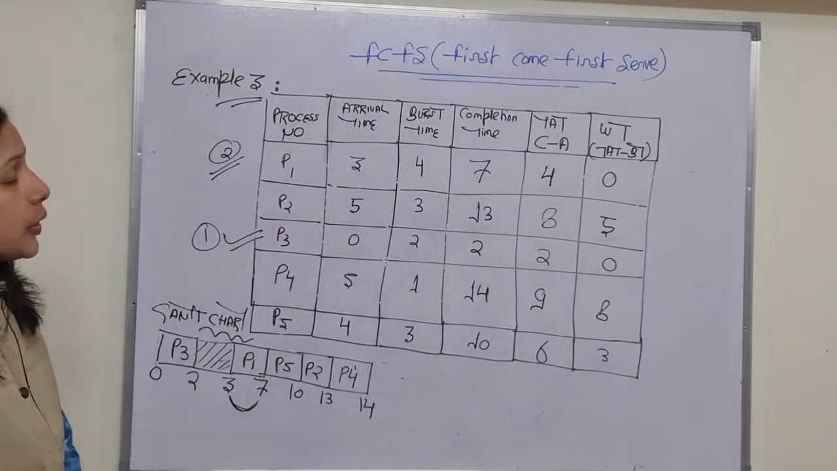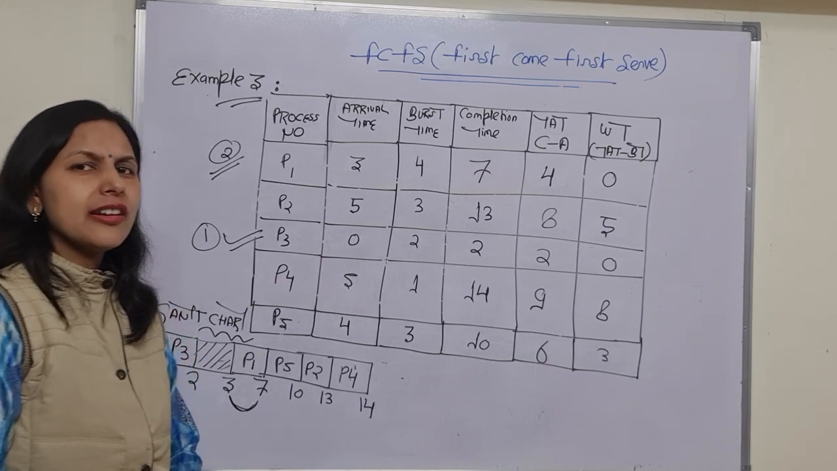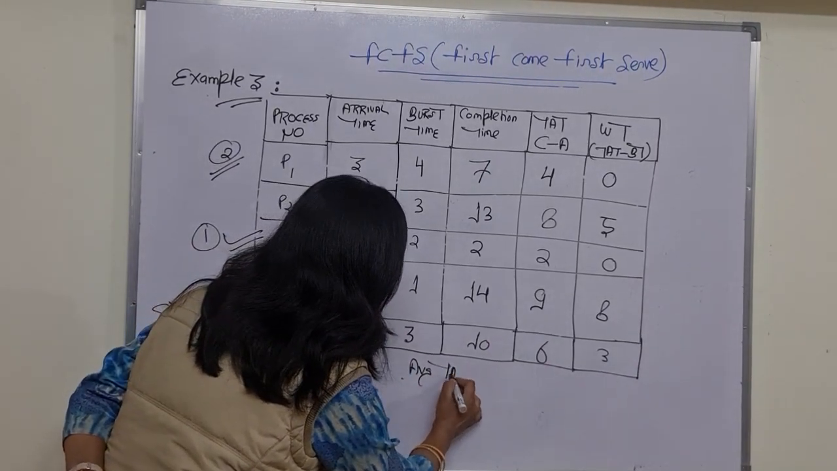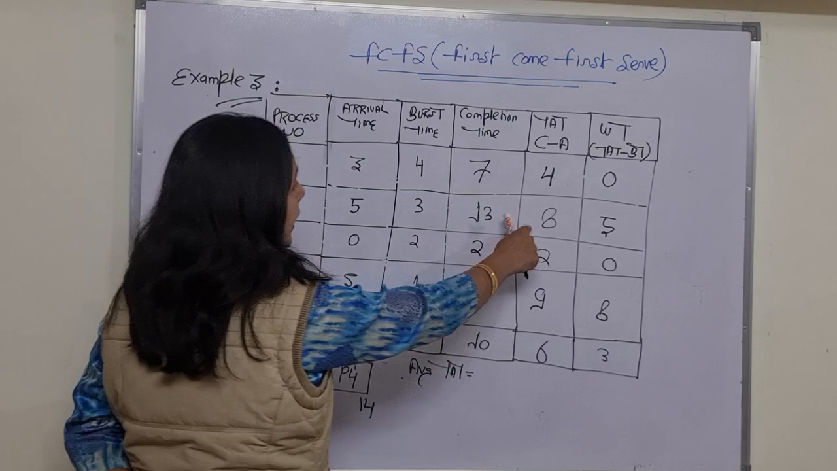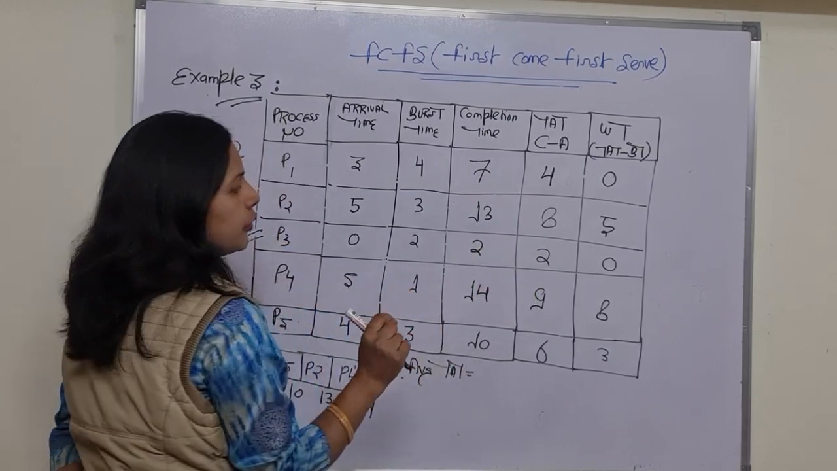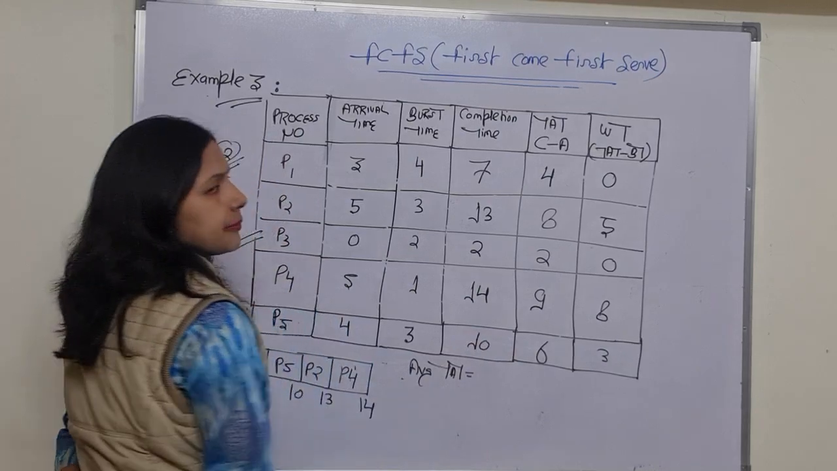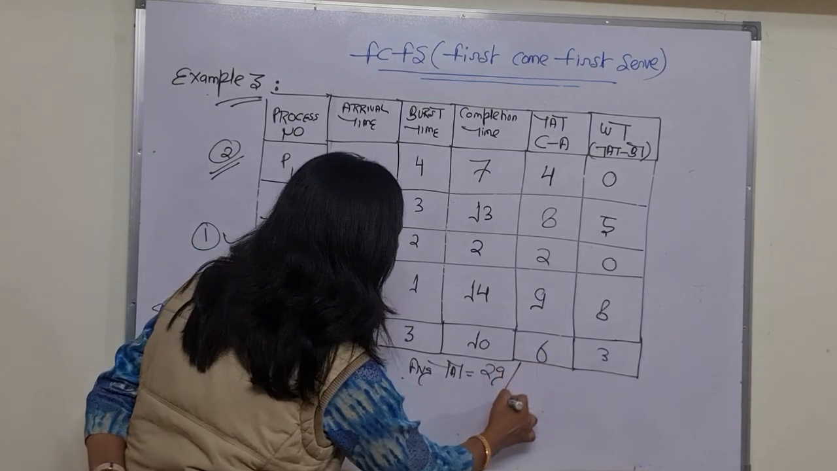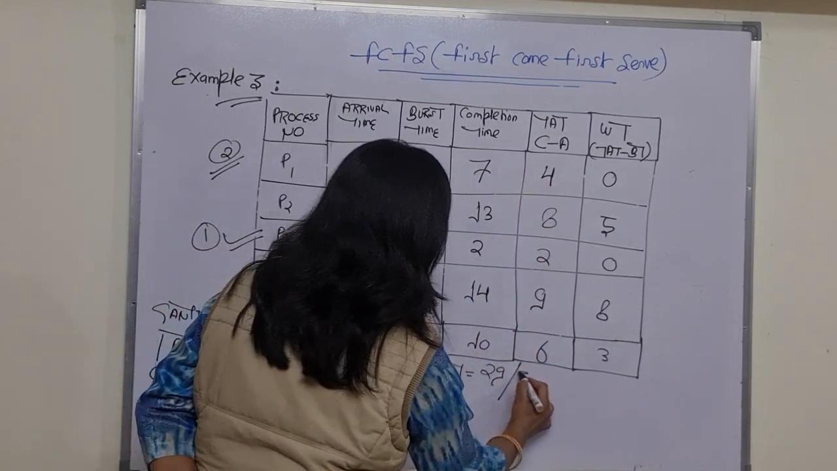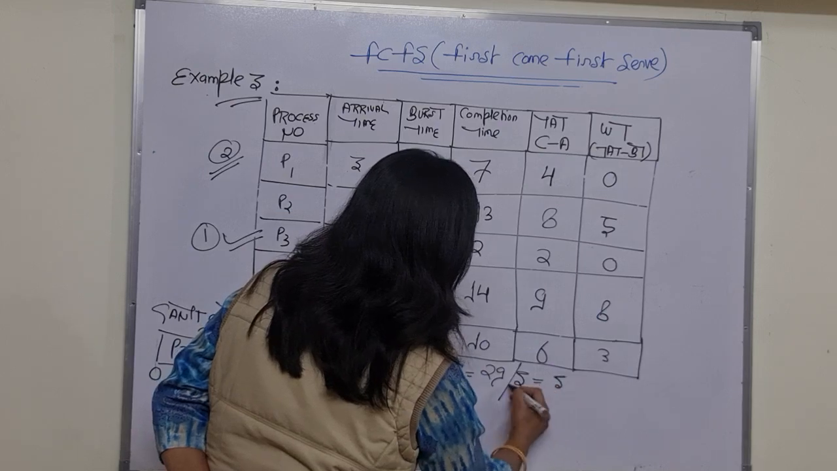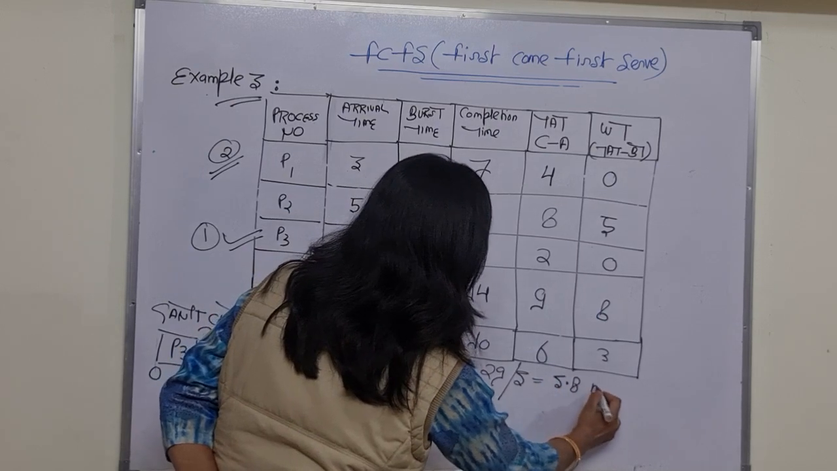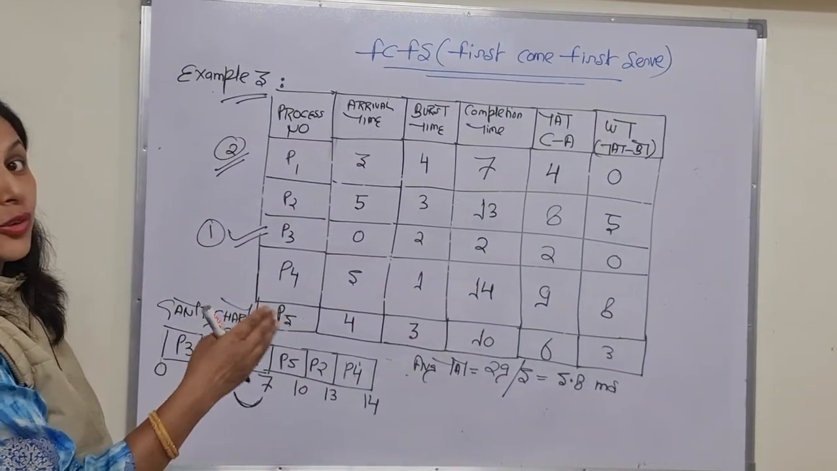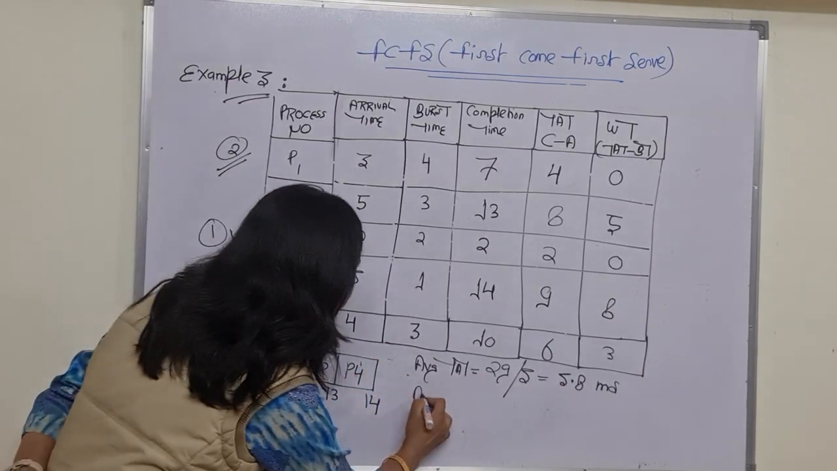But in the question, you have to find out the average turnaround time. So try to solve it. The average turnaround time is equal to 8 plus 4, 12, plus 2, 14, 14 plus 15, so it would be 29 divided by 5, since there are 5 processes. So it would be 5.8 milliseconds.